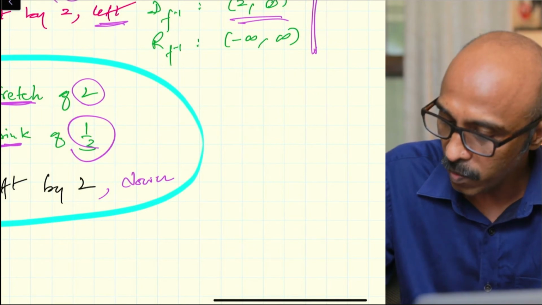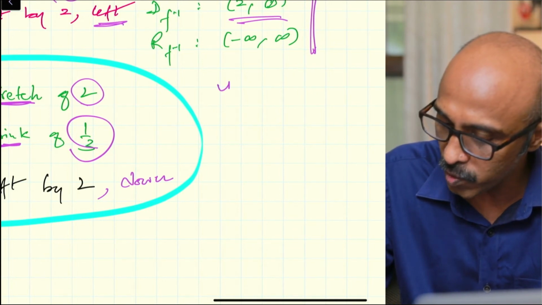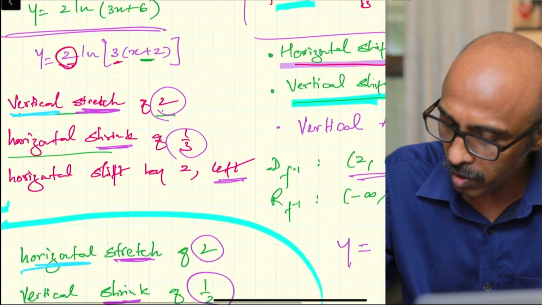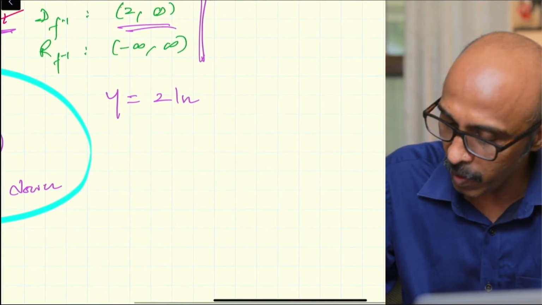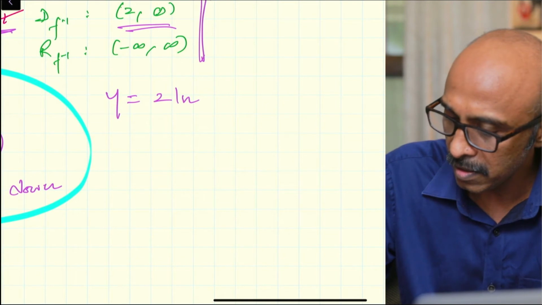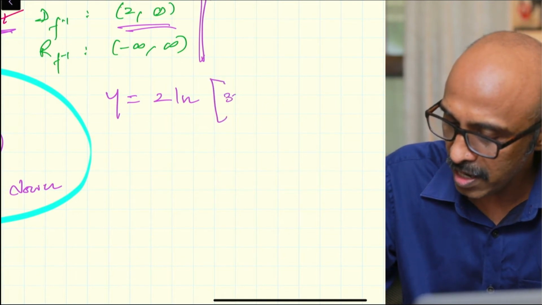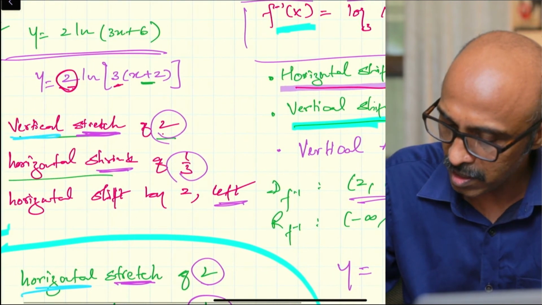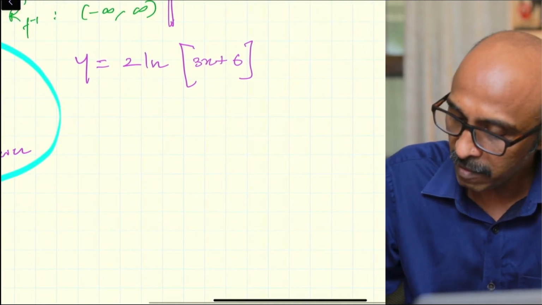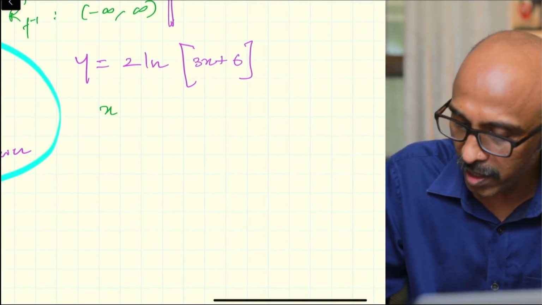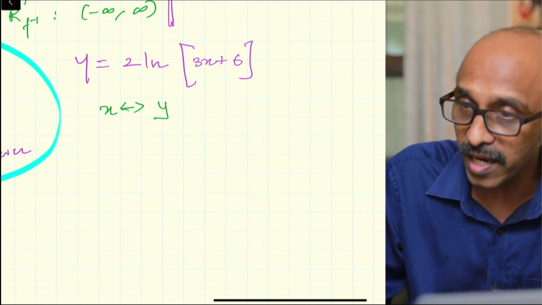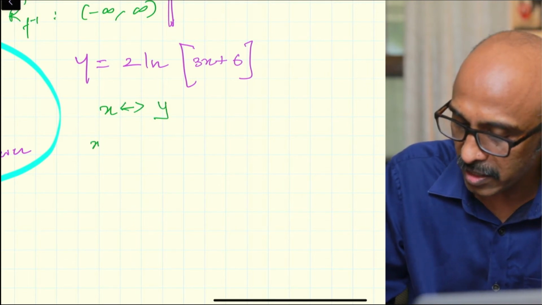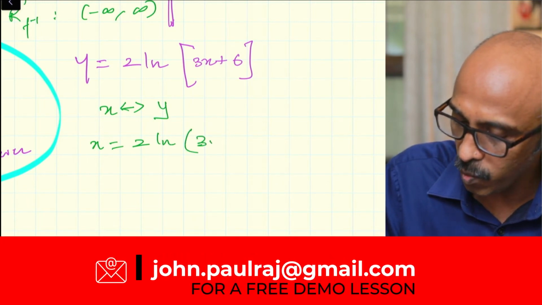The original function was y is equal to 2 ln, was it ln or log? It was just ln, okay. y is equal to 2 ln, then we had a 3x plus 6. Is that correct? Let me make sure that I've got it right. 3x plus 6. Okay, cool. First thing, interchange x and y. So we'll have x is equal to 2 ln into brackets 3y plus 6.